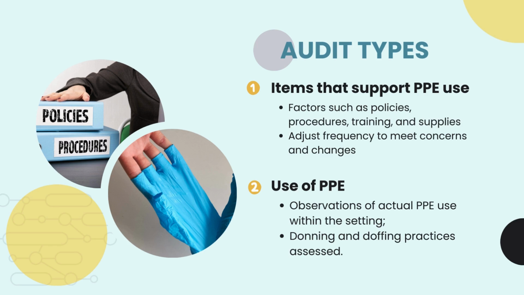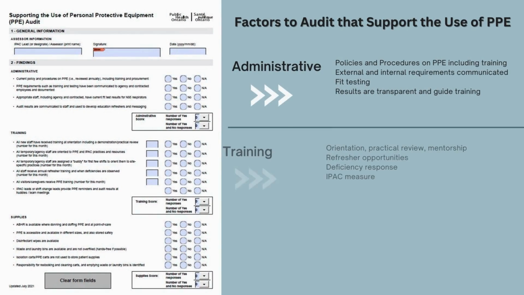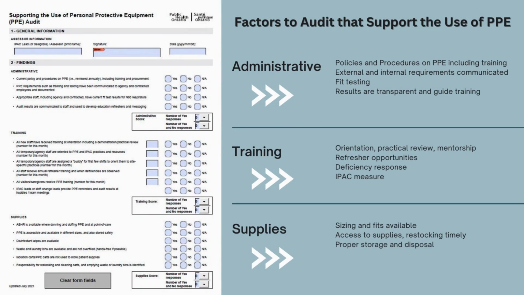The second type of audit is identifying compliance with the actual use of PPE by staff in the clinical settings. This is the actual observation of staff handling their PPE and donning and doffing prior to engaging with a patient or resident or client. The first audit type is used to assess items that support the use of PPE and identifies 3 factors that should be audited on a consistent but occasional basis.